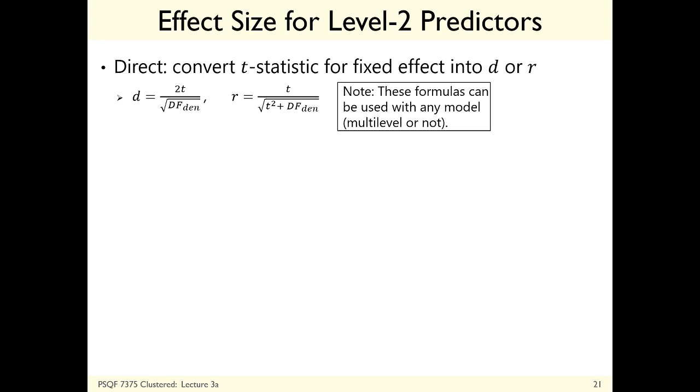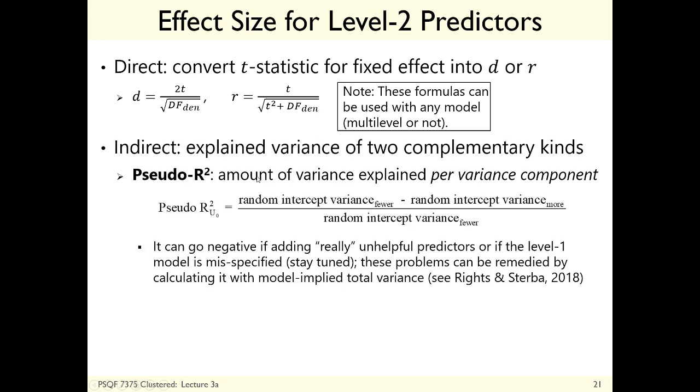An easy way is just to compute D's and R's from your results. So every test that you see for T or F, you can compute back into a D or an R. Here's the formulas to do that. They can work with any type of model, not just multi-level. So I've done this for power analysis and for results reporting types of things.